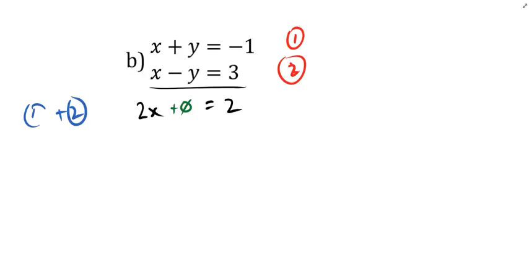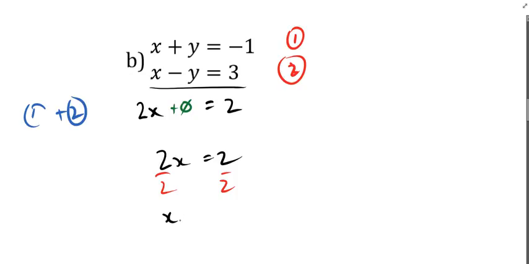So right here I have 2x equals 2, divide by 2, x equals 1. Call that equation 3, and we'd keep going. We're going to skip this part because I think we're good at it, but we would find y. Found x, now I need to find y. Does that make sense? Any questions?